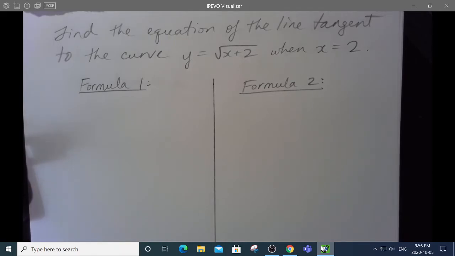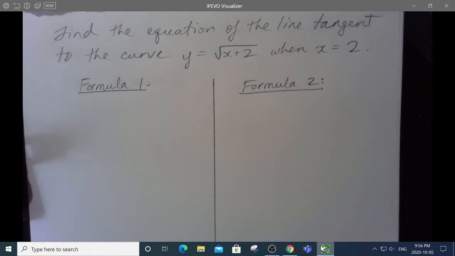So let's start with this one. Copy this one out. We'll do this one using both Formula 1 and Formula 2. It says find the equation of the line tangent to the curve y equals the square root of x plus 2 when x equals 2. If you know how to get this started, then please pause the video and try it for Formula 1 and Formula 2. And I'll be with you in just a moment.